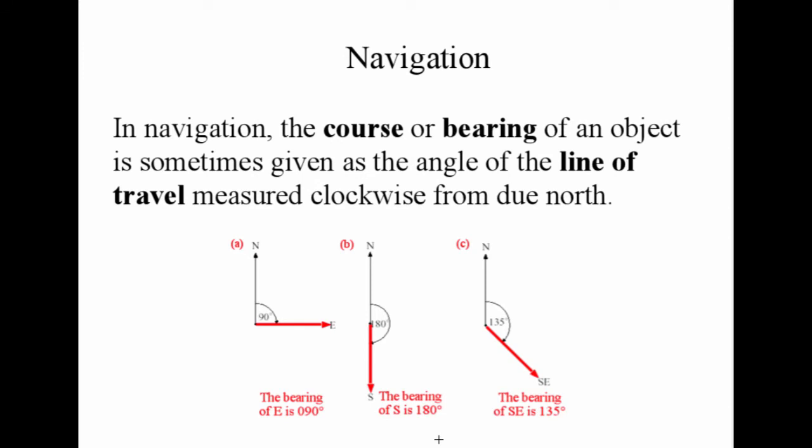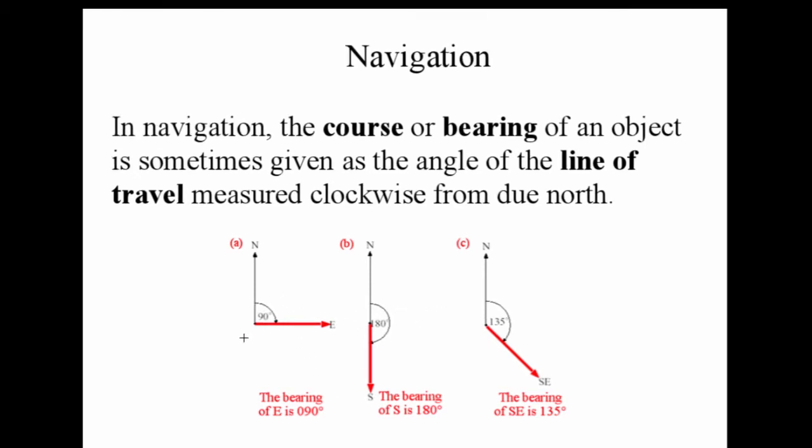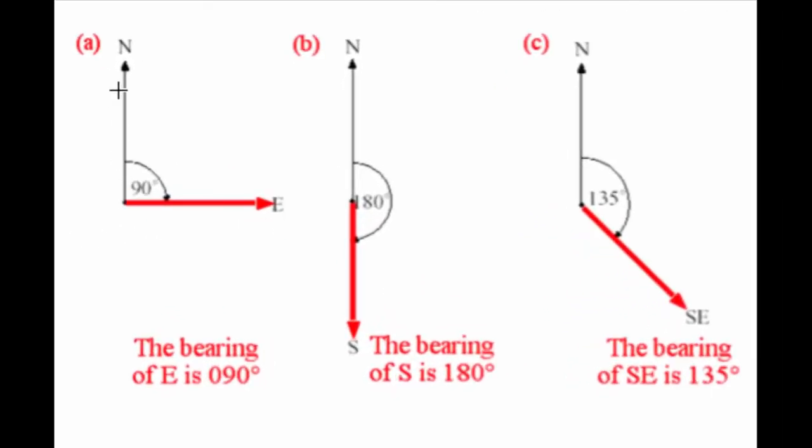So just to put a quick application on angle measure, a lot of times we use angle measures in navigation, and we talk about the course or bearing of an object, which is sometimes given as the angle of the line of travel measured clockwise from due north. So here I have three examples, and in the first one, if we were drawing this on our page, due north would be a vertical line, and a 90-degree angle from due north would be due east, so the bearing is east 90 degrees.